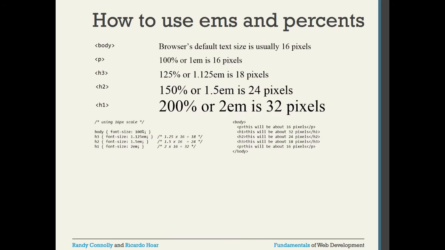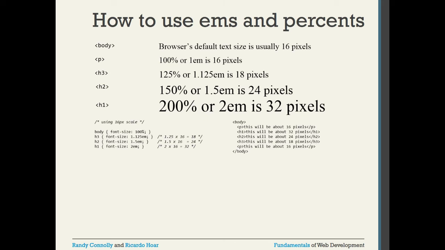You just see here examples. Suppose that by default, again, the browser font size is 16 pixels only. So whenever you are talking about the paragraph, the default here is 100%, otherwise 1 em, and 1 em equals 16 pixels. 125 percent is 1.125 em, otherwise 18 pixels. Like that, H2 is 150 percent, then 1.5 em and 24 pixels. Same way you can go for 200 percent or 2 em or 32 pixels.